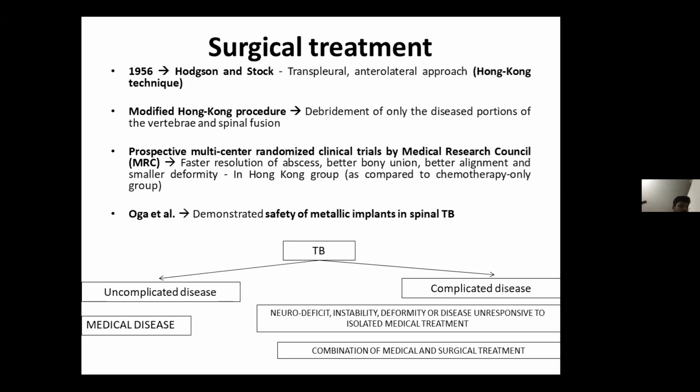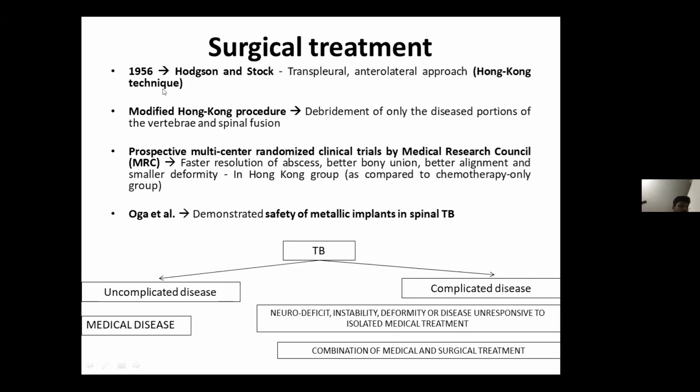So the surgical treatment, which obviously all of us are more interested in. So it all started with Hodgson and Stock describing the Hong Kong procedure, which is an anterior approach to the thoracic and thoracolumbar regions. And the initial MRC studies actually showed much faster resolution of abscesses, much better bony union, better alignment, and much smaller deformity in the patients who were treated with Hong Kong surgery as compared to the patients who were only on anti-tubercular treatment.